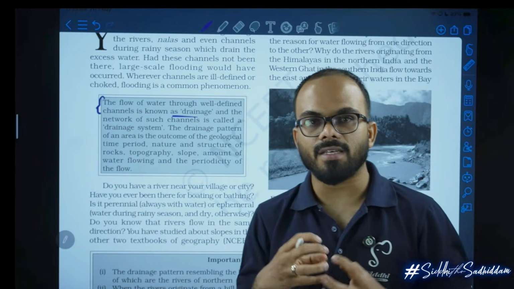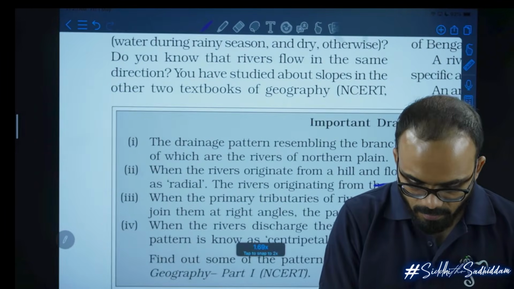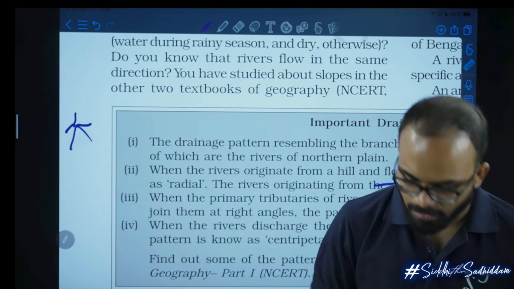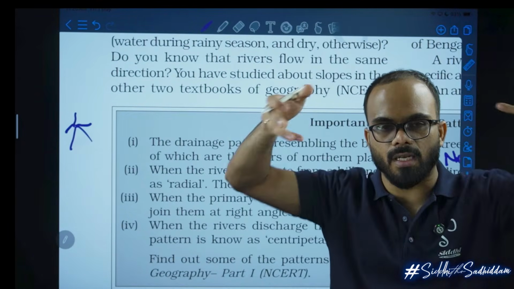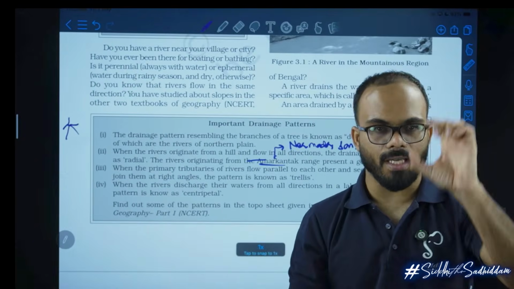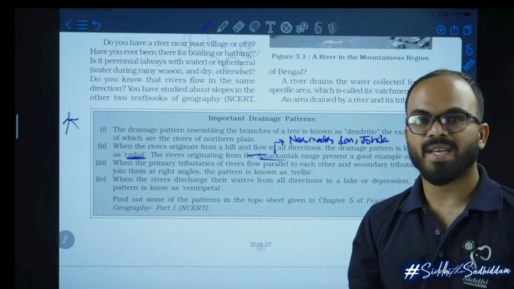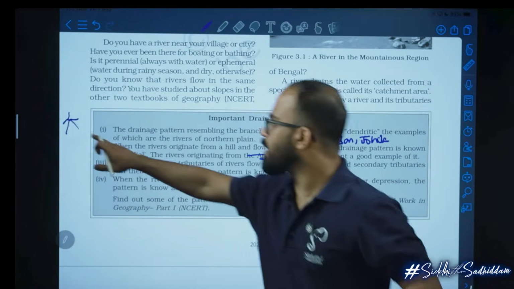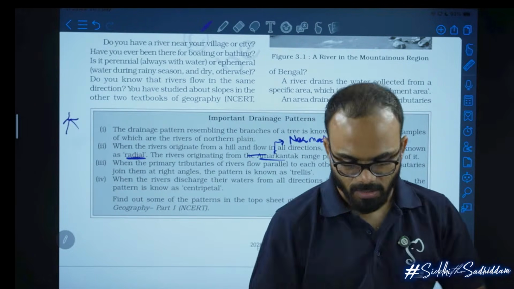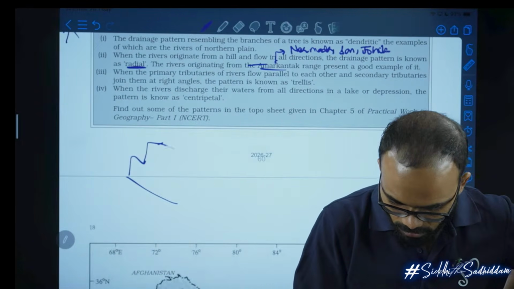And there are various names to the shapes. For example, there could be a hill, and from this hill multiple rivers can originate. So the drainages have different name shapes. First important shape is radial pattern. Radial pattern is simple. There is a hill like this, and from the hill multiple rivers start to originate.